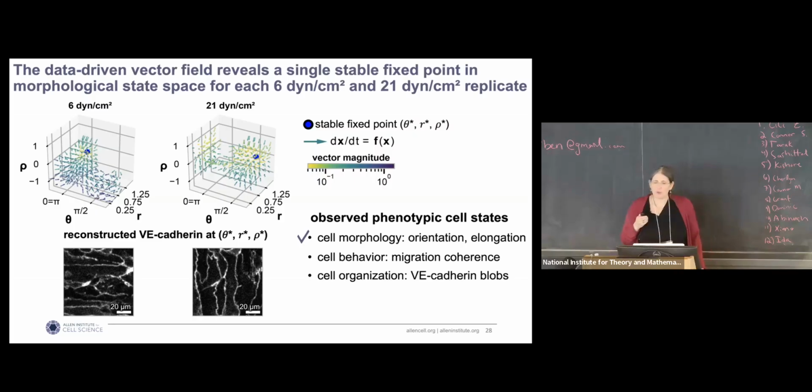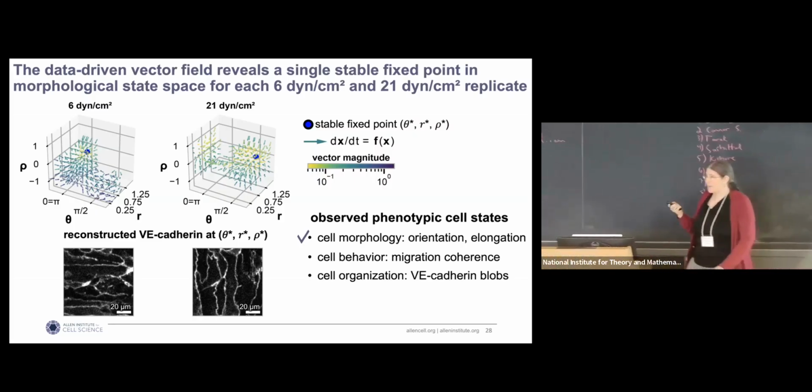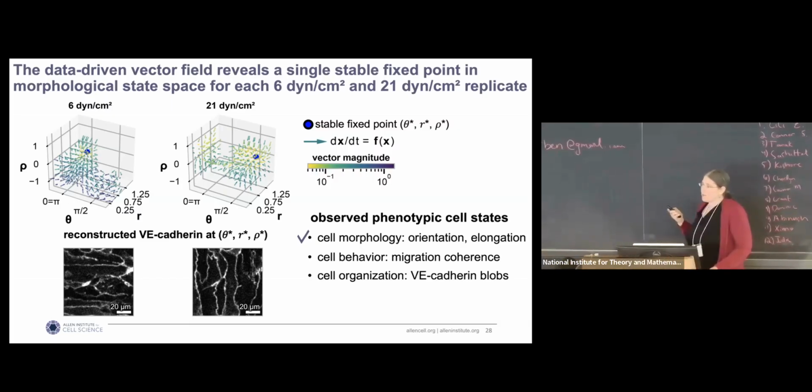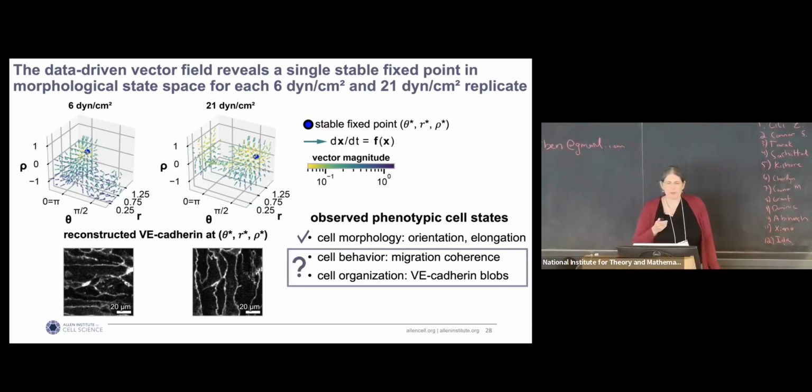But as I told you, we also have this migration coherence. Spatially, we have a lot of coherence. This is coming back to that. And we also have the V-coherent blobs. So what do we do about those?